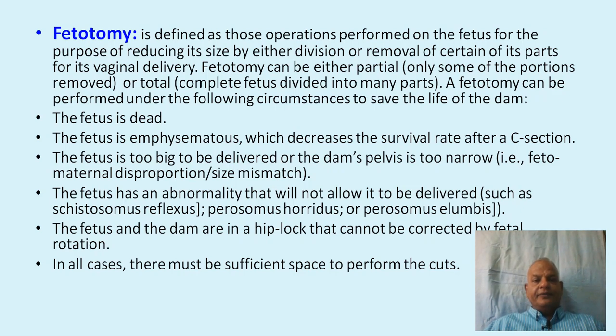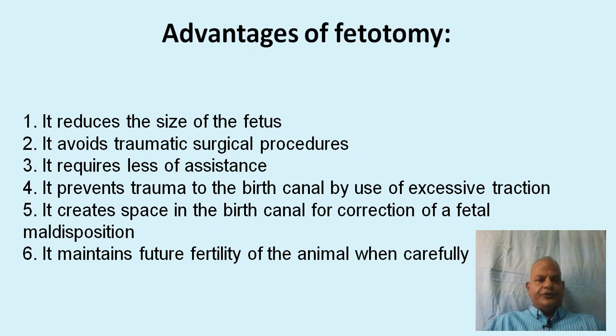A fetotomy can be performed under the following circumstances to save the life of the dam. If the fetus is dead, the fetus is emphysematous, which decreases the survival rate after a cesarean section. The fetus is too big to be delivered, or the dam's pelvis is too narrow. The fetus has an abnormality that will not allow it to be delivered, such as schistosoma reflexus, perosomus horridus, or perosomus elumbis. The fetus and the dam are in a hip lock that cannot be corrected by fetal rotation. In all cases, there must be sufficient space to perform the cuts, and sufficient lubrication must be used.